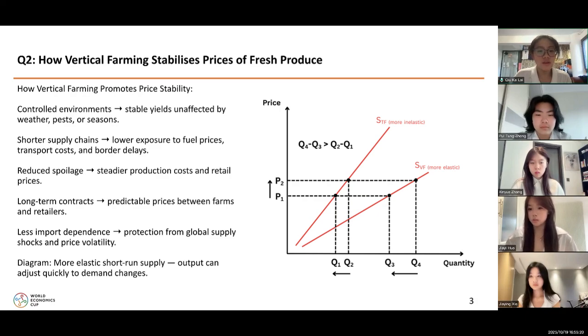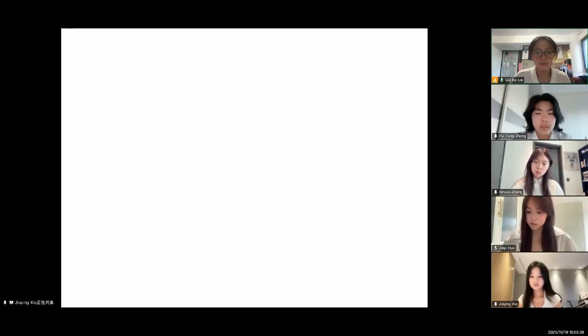Finally, by reducing import dependence, vertical farms shield cities from global food price shocks. In economic terms, vertical farming makes the short-term supply curve more elastic, since output can adjust rapidly by altering growth cycles or light intensity. Consequently, prices remain more stable even when demand fluctuates.